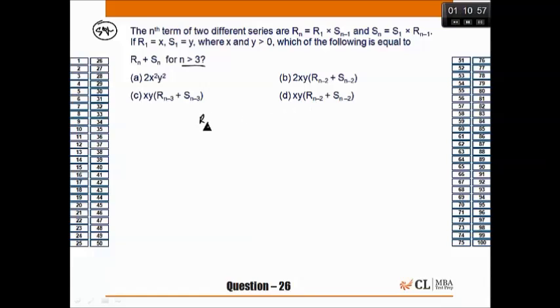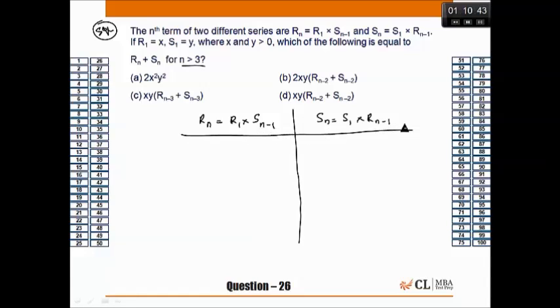It's given Rn equals R1 times S(n minus 1), and Sn is given as S1 into R(n minus 1). Okay, there are two things given. And R1 is given as X, S1 is given as Y. So R2 would be what? R1 into S1 will be XY.